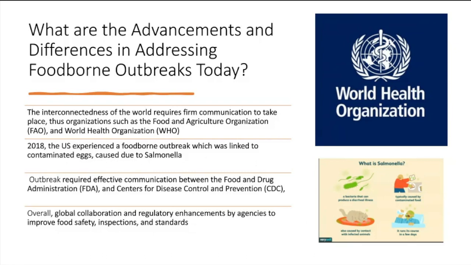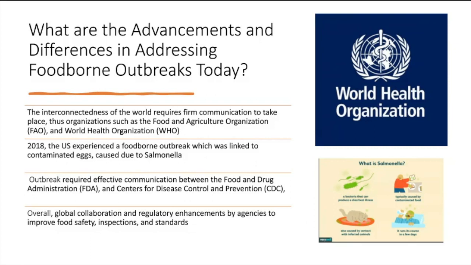Thus, this outbreak required effective communication between the Food and Drug Administration, the FDA, and the Centers for Disease Control and Prevention, CDC, leading to the effective tracking of the common source while implementing measures to prevent the spread. Overall, global collaboration and regulatory enhancements by agencies to improve food safety, inspections, and standards is vital in applying risk-based approaches when considering food safety.